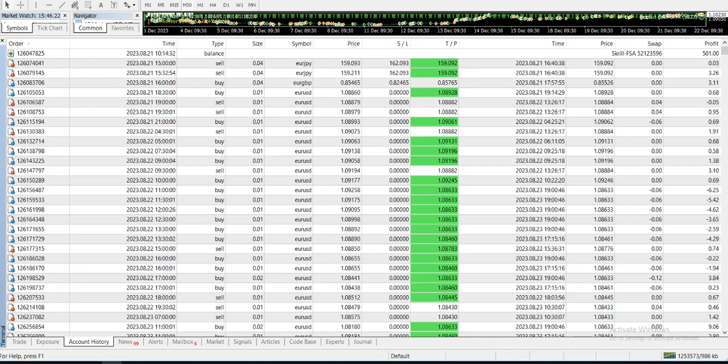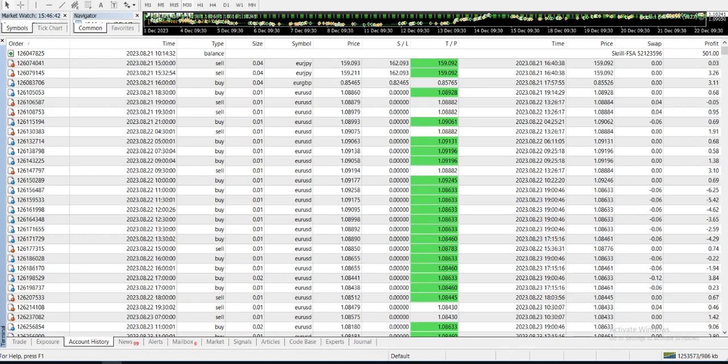Please ignore the first few trades that you are seeing, Euro JPY and Euro GBP, because I took them manually. I was not aware that I was trading on this particular account because I was using another IC Markets account to trade manually as well. So by mistake I took one or two of these manual trades.